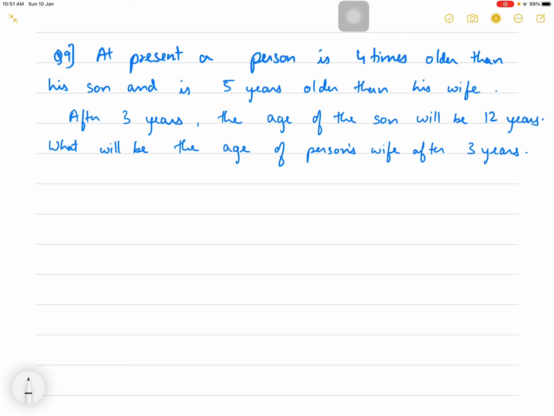At present, a person is 4 times older than his son and is 5 years older than his wife. After 3 years, the age of the son will be 12 years. What will be the age of person's wife after 3 years? Okay, let's solve this.